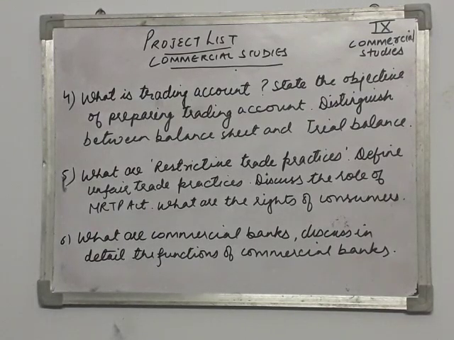So children, the fourth topic is: what is trading account? State the objectives of preparing trading account. Distinguish between balance sheet and trial balance. So in this topic, you have to tell what is trading account, in detail, and why it is used, what are the objectives, why we are preparing trading account, and what is the difference between balance sheet and trial balance, and you are going to use some pictures or tables to explain it.